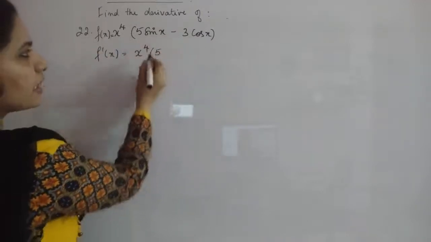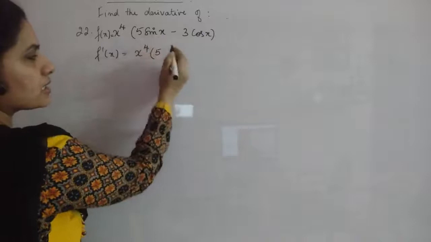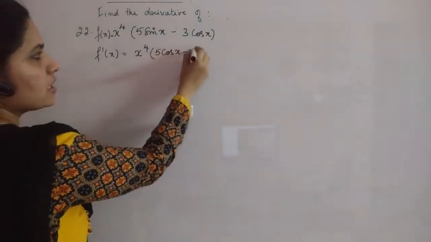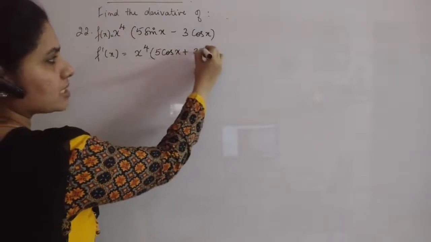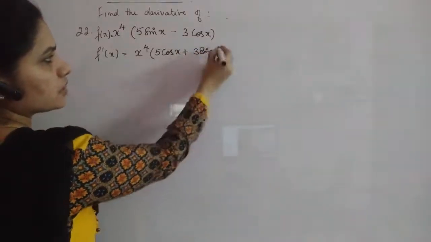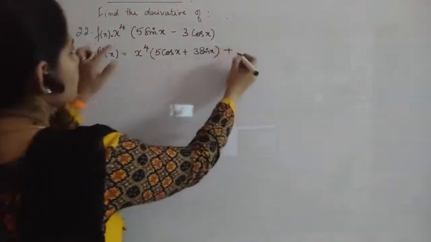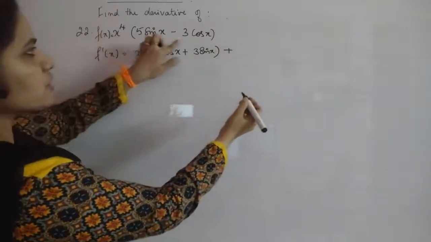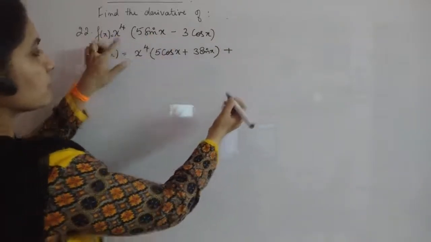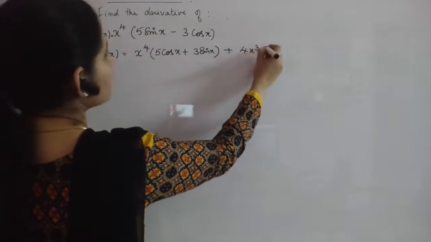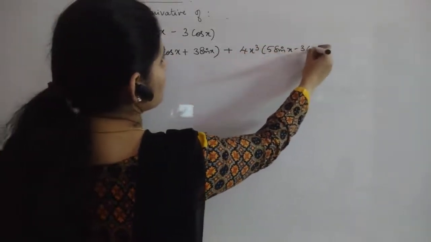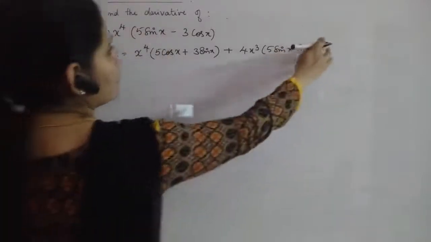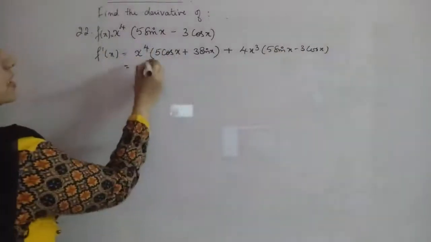Derivative of 5 is a constant, you can take it out, and the derivative of sin x will give you cos x, minus 3 times the derivative of cos x, which will give you sin x. So this will become minus sin x, which becomes a positive sign here, plus the derivative of x raised to 4 into this term. The derivative of x raised to 4 will give you 4x cube into 5 sin x minus 3 cos x. Now you have to just expand it.